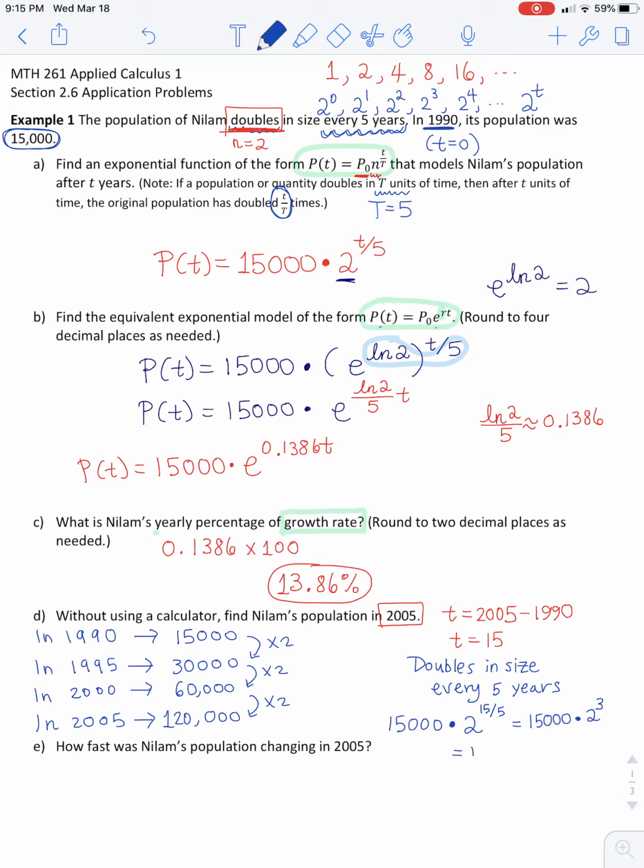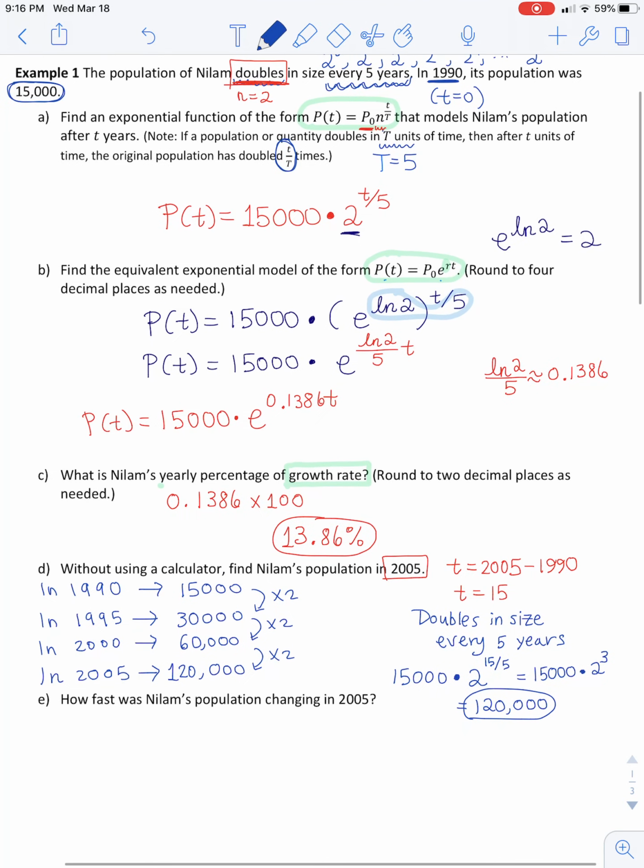So I just did it in that list, but the answer that we want to give them is that Neelam would have had 120,000 people. Okay? All right, let's look at the very last one. How fast was Neelam's population changing in 2005? Now this is the derivative. This is where we need to use the calculus, right?